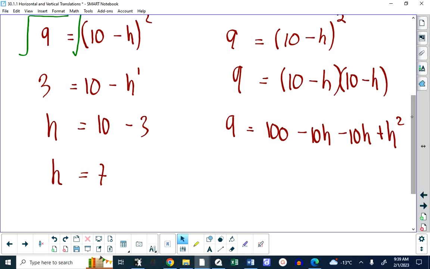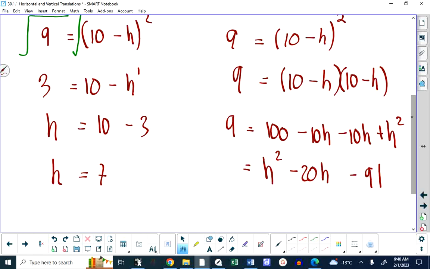So we zero this, and I have a positive h squared on the right-hand side. So I'm going to leave it there. I have negative 20h. And then I have 100 minus 9, which gives me 91. And this is equal to 0. And there's an awful lot I'm trying to pack into this one question that's not about Math 30.